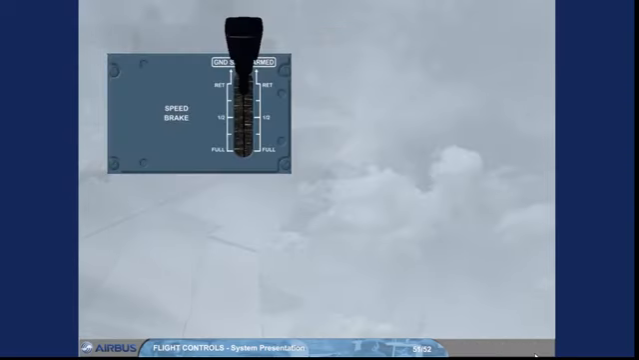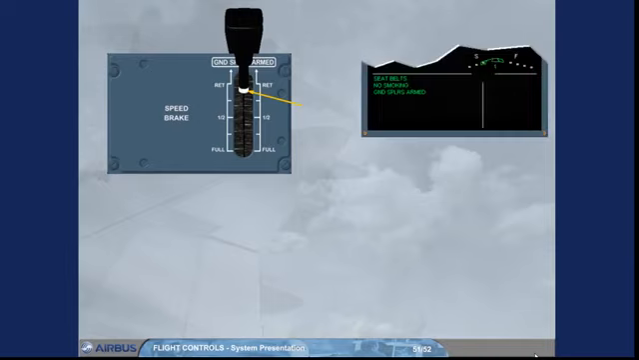When the ground spoilers are armed, a white band appears on the speed brake lever, and on the engine warning display, a green memo is displayed, as shown, or on the landing memo if below 2,000 feet. Note, the speed brake lever, when in armed position, cannot be moved.